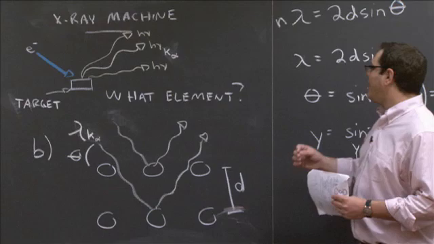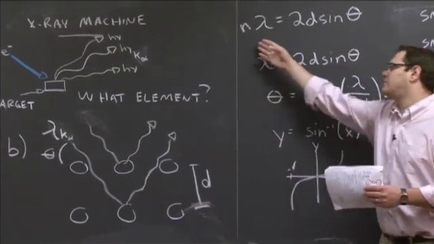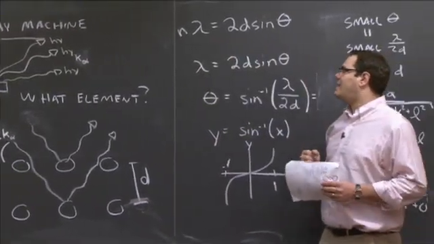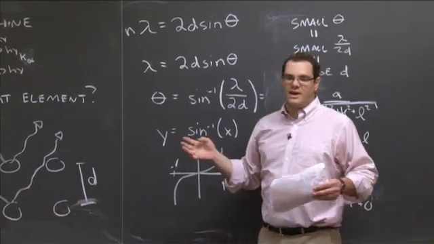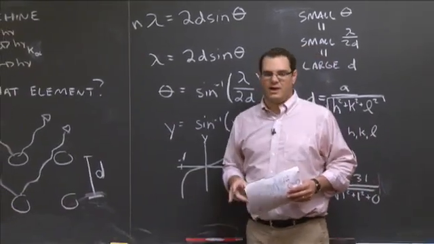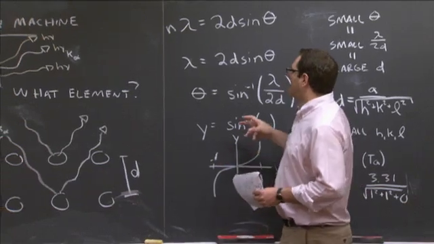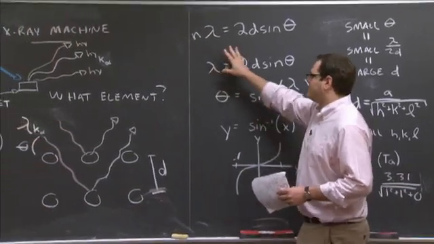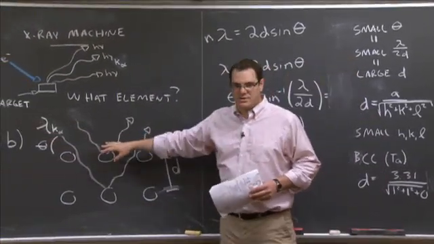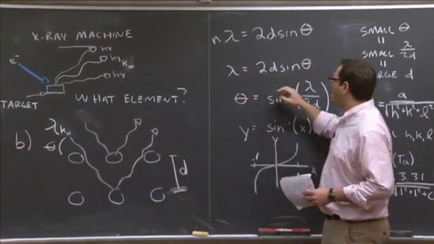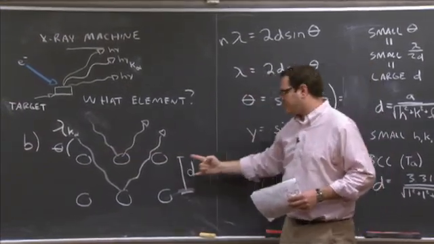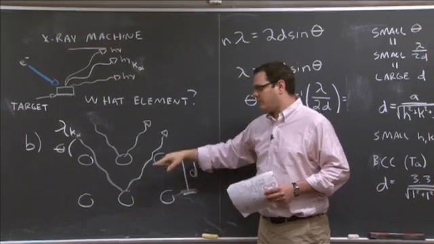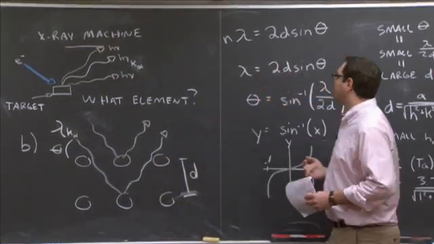Okay? So Bragg's law in its traditional format is n lambda equals 2d sine theta. I drew the picture to show the variables here. We have n, which we'll talk about in a second. We have lambda, which is our incoming radiation. We have d, which is the spacing between planes, whatever plane orientation you're looking at.